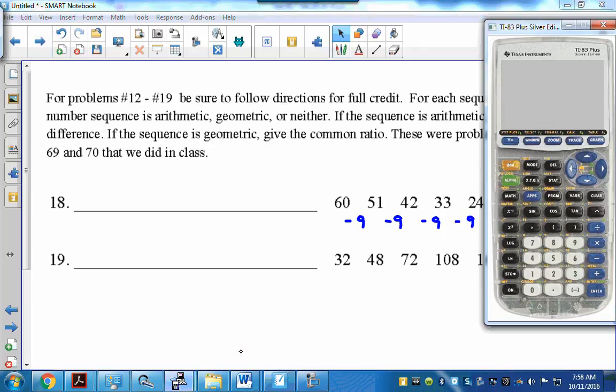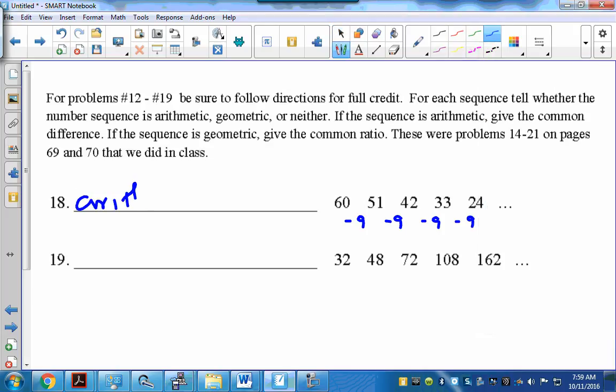If you don't like the negatives, you can still do that here very nicely. Remember, we're subtracting 51 minus 60, sure enough. And then 42 minus 51, sure enough. 33 minus 42, sure enough. 24 minus 33. Okay, so common difference. This is arithmetic, and the common difference is -9.